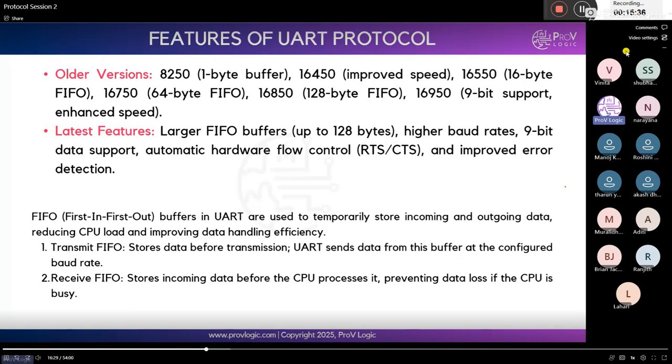So what will be the advantages now for UART? What will be the advantages? Can you tell me a few advantages of UART? Are you there? Yes, yes. What are the advantages and disadvantages of UART?